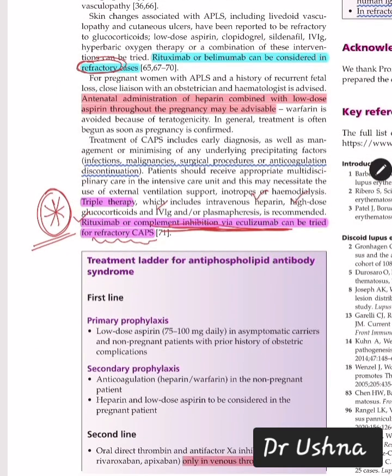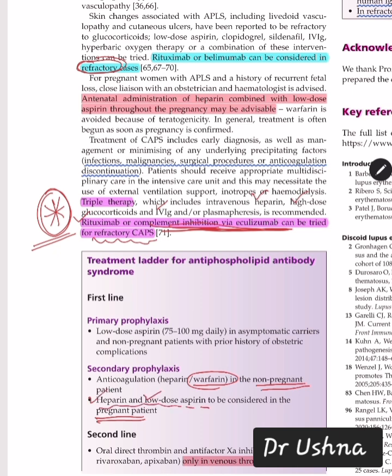Primary prophylaxis is in the form of low dose aspirin, 75 to 100 milligram daily, in asymptomatic patients. Secondary is in the form of heparin or warfarin in non-pregnant patients. If there is a pregnancy, then warfarin is not an option, it is teratogenic. So heparin and low dose aspirin combined is given.